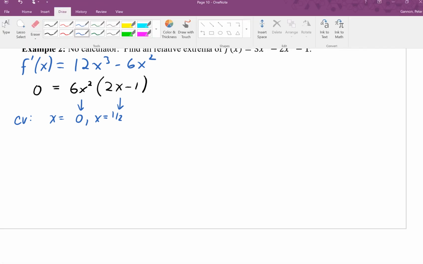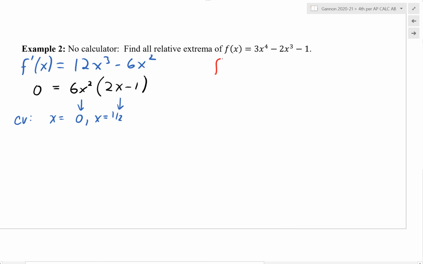We're trying to use the second derivative test to determine if that's a relative minimum or relative maximum. So that's how we're going to go with this problem. So the next step would be to take the second derivative of the function. Again, apply the power rule again. So we are going to get 36x squared minus 12x.